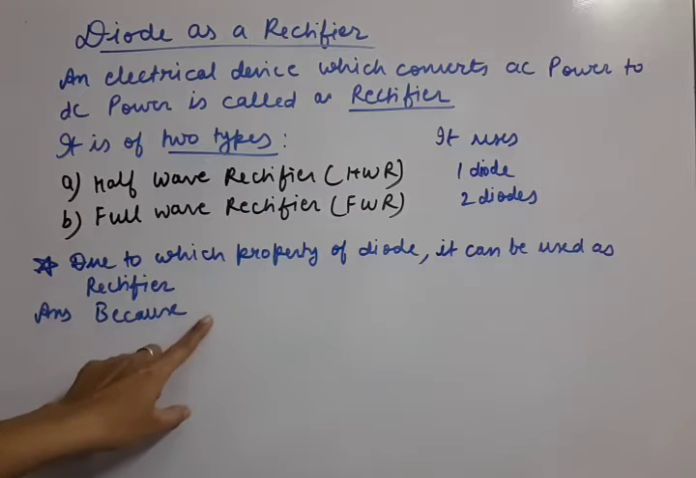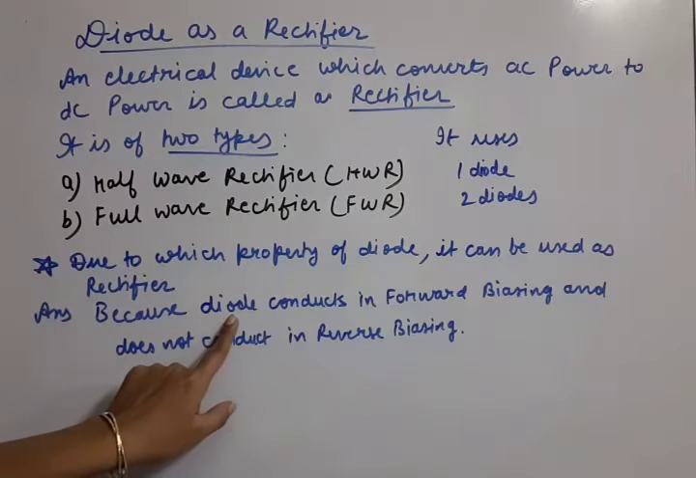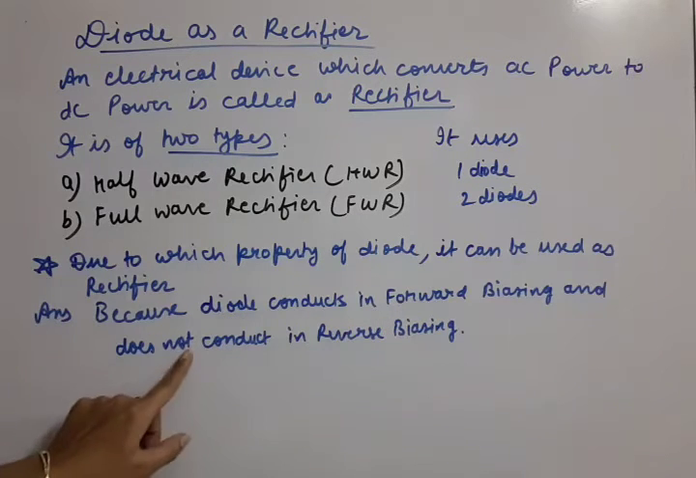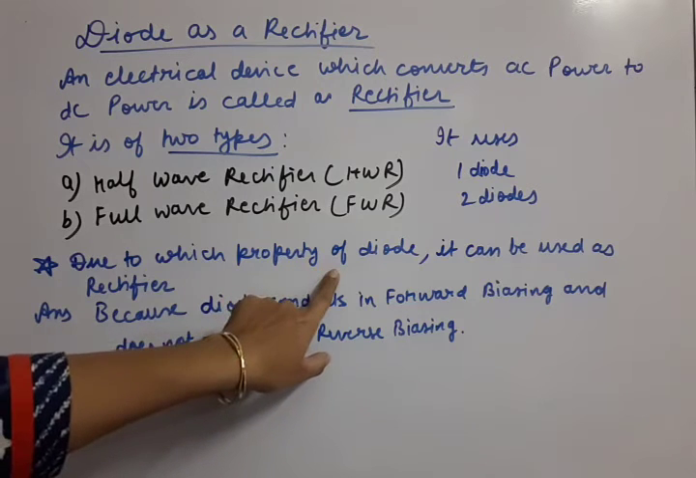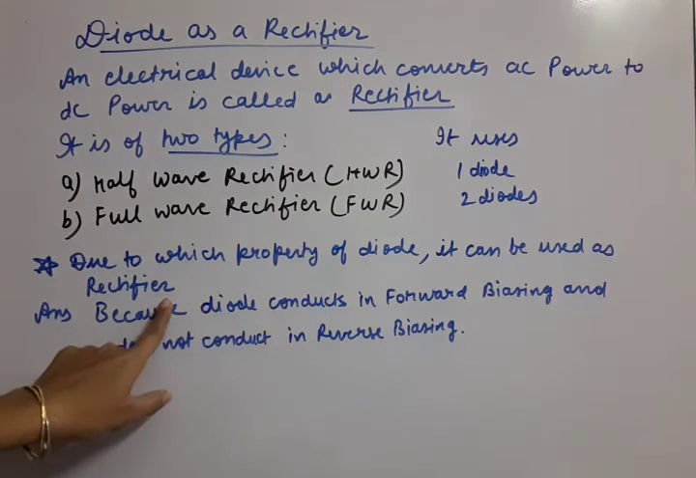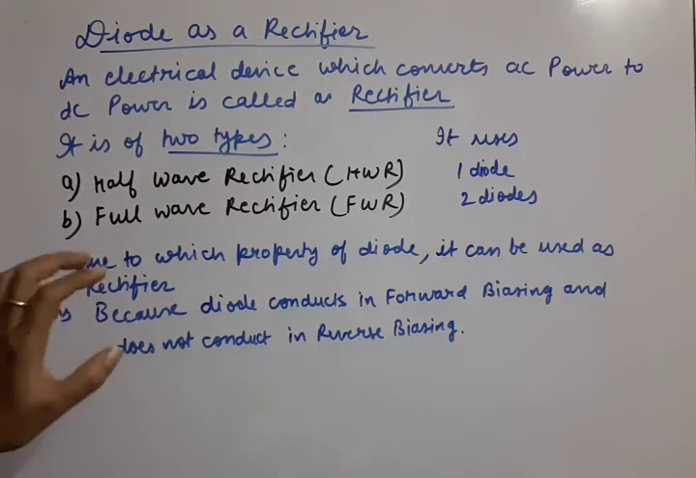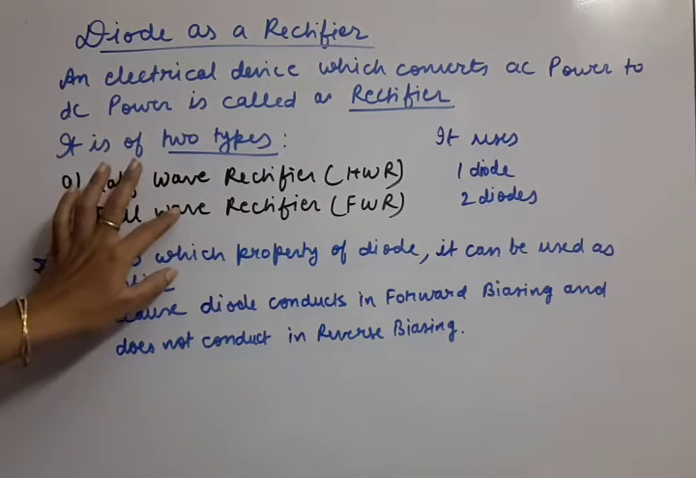Let us write the reason. The diode conducts in forward biasing and does not conduct in reverse biasing. Due to that, we use the diode for making the rectifier. Now let us move to the detailed circuits of both the cases.